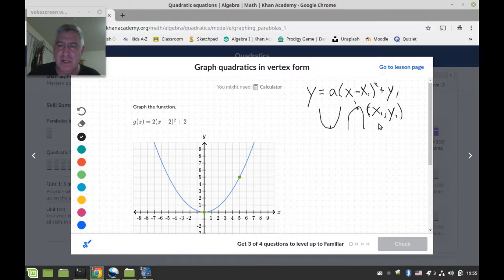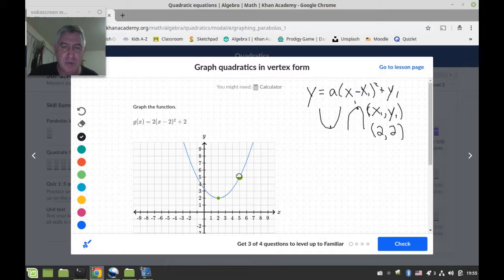So let's see if we can find out where that vertex is. After we find the vertex, then we're going to try to find some of the zeros or the y-intercept or something to help us graph it. So I can see I have x minus x1 here, and I have x minus 2 here. So I know that my vertex is at 2, and I have plus y1 over here, and I have plus 2 over here. So my vertex, the y coordinate is at 2. So there we are, x of 2 and y of 2. A is positive, so it's going to open up.